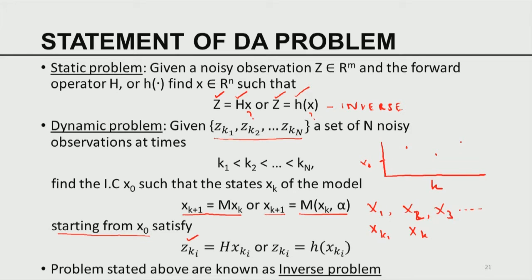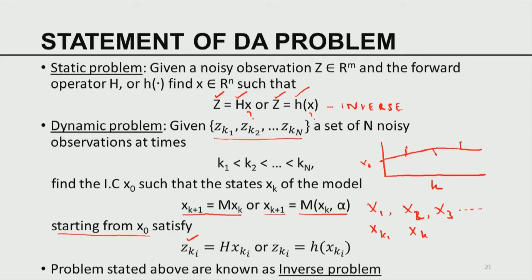If I start at x naught, my model is going to generate a trajectory which can be thought of like this. So, at time k1, I have this, this is the model predicted value, that is the observation, this is the model predicted value, the observation, model predicted value, observation. So, these are called the errors.